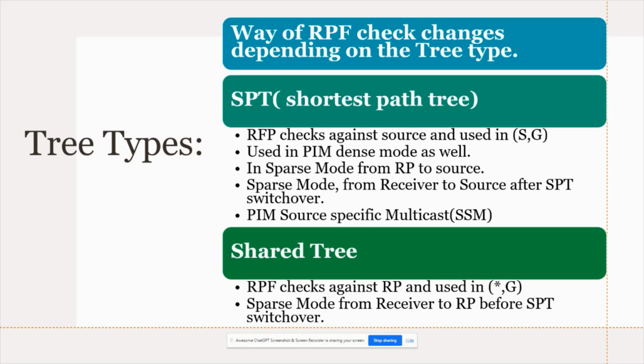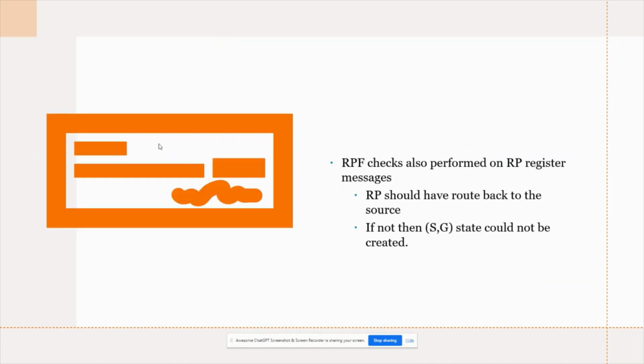Now coming to the shared tree, the RPF checks are done against the RP. Wherever we see a star comma G entry, that denotes a shared tree, and in sparse mode RPF checks are done from the receiver to the RP before SPT switchover. The RP should always have a route back towards the source, the sender. If this condition fails, definitely the S comma G entry will not be created in the multicast routing table.